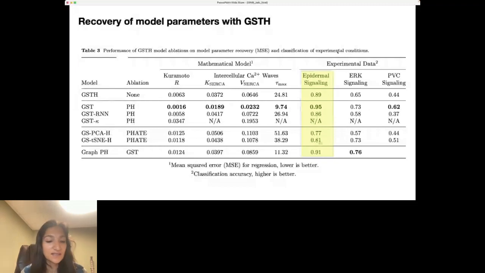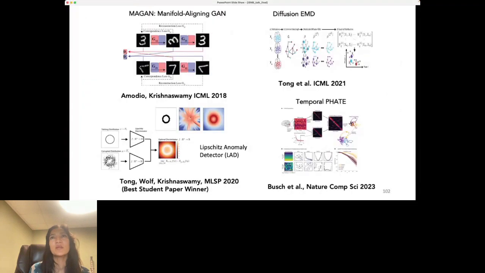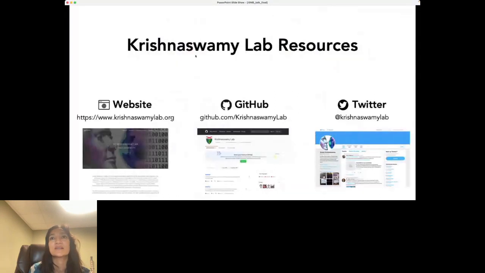So this is where I wanted to stop and see if anybody had any questions. We have a lot of other sorts of methods in our lab. So the diffusion EMD I talked about, you can download and play with it. Same with T-FATE. And there are projects that I didn't talk about having to do with alignment and things like that, but you can find that all on our GitHub. So yeah, please visit there and let me know if you have any questions.